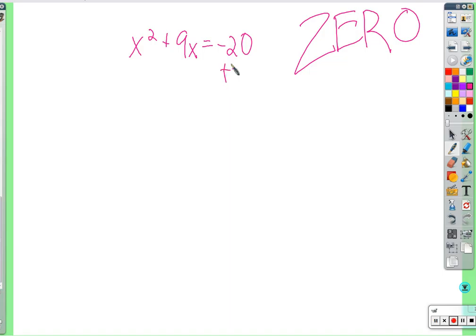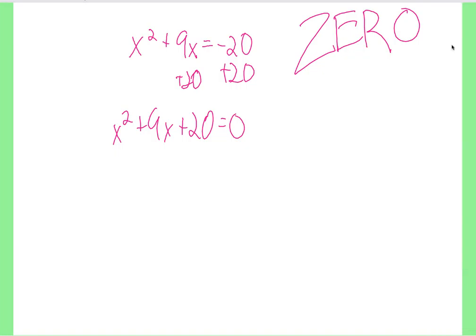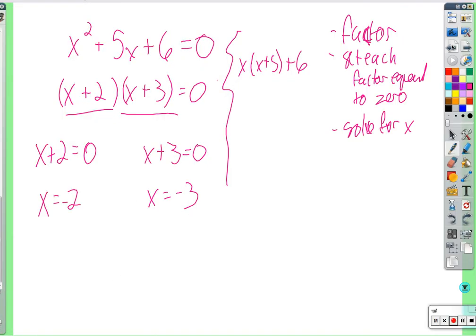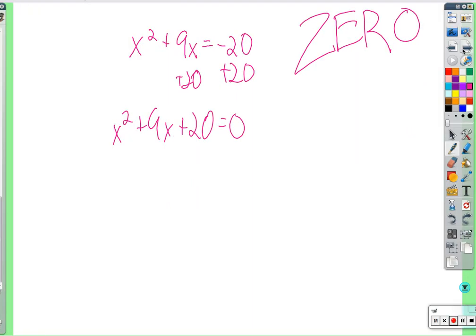So how are we going to get one of the sides to be 0? How do I get this side to be 0? Add 20. Right? No like terms here, so we just get x squared plus 9x plus 20 equals 0. And now we have exactly the same kind of a problem as this. We got a quadratic equals 0, factor it, set each factor equal to 0, and solve for x.